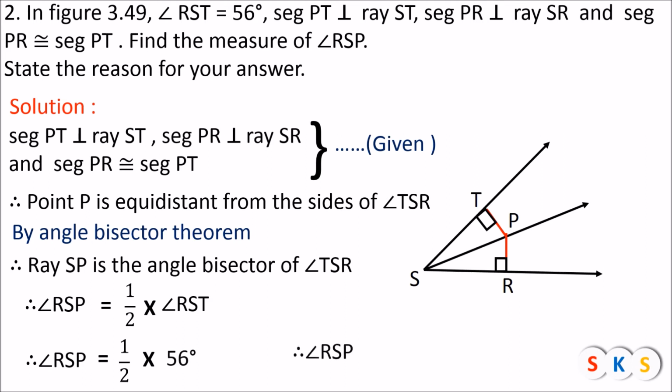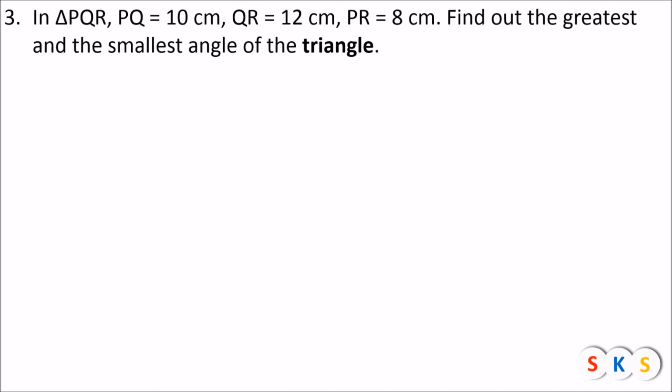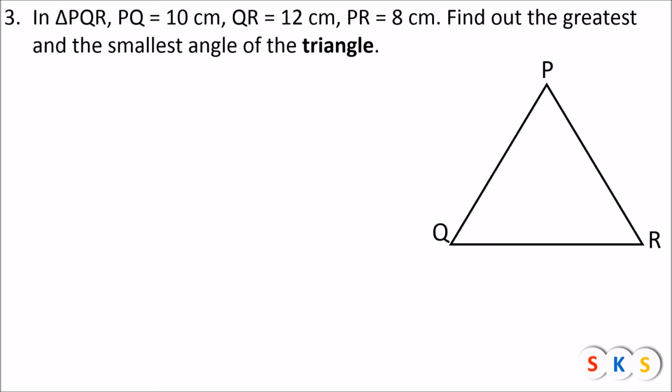Here we have question number 3. In triangle PQR, PQ equals 10 centimeter, QR equals 12 centimeter, PR equals 8 centimeter. Find out the greatest and the smallest angle of the triangle. Length of all three sides of this triangle are given, and we have to find out the greatest angle and the smallest angle of triangle PQR. Let's see the solution of this question.